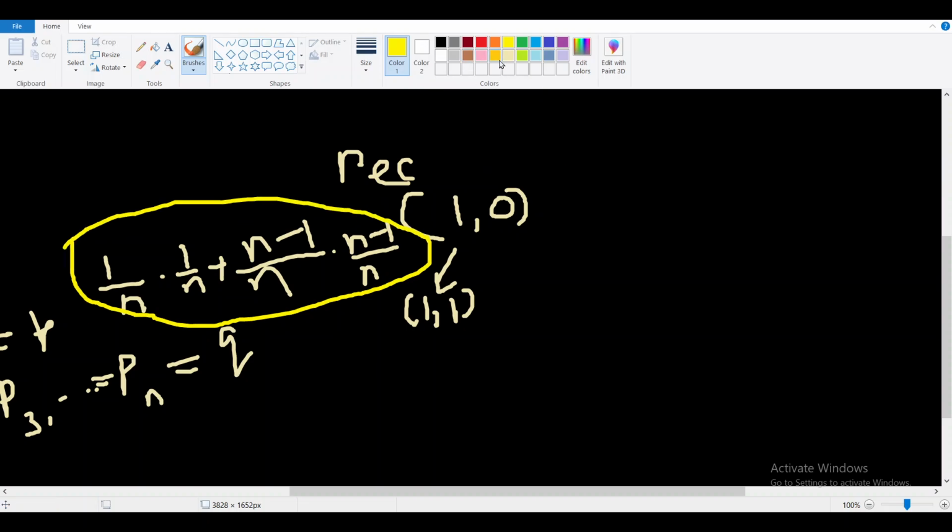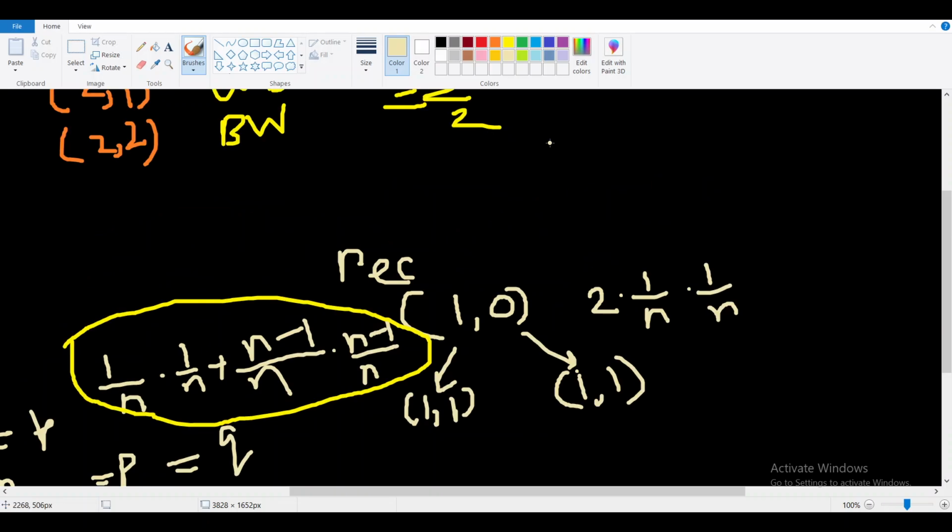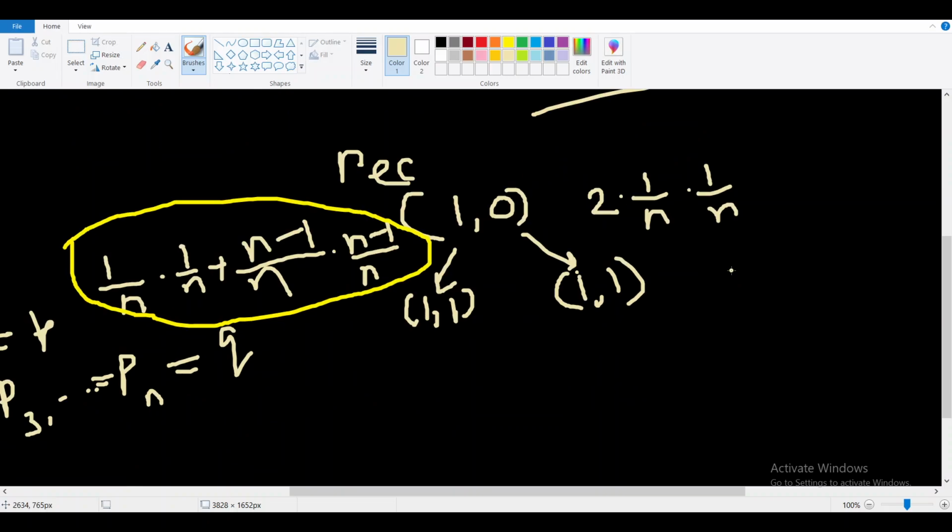Now what is the probability that we are moving from 1 comma 0 to anything else, i comma 1? The first ball or the second ball could be the first ball, so it is 2 into 1 by n into 1 by n. Why is it like that? Because we can take 1 comma i and i comma 1. These are the two cases when the ball is moving from 1 to i. So the probability is 2 into 1 by n into 1 by n.